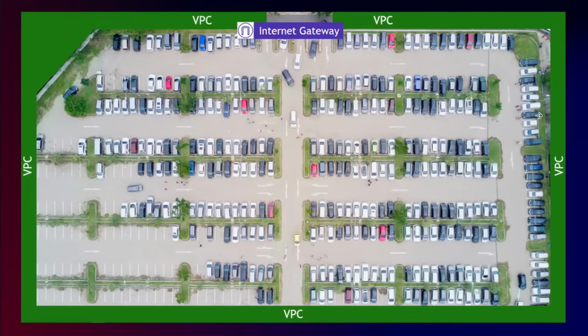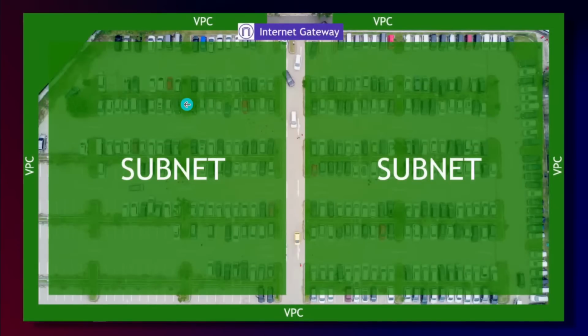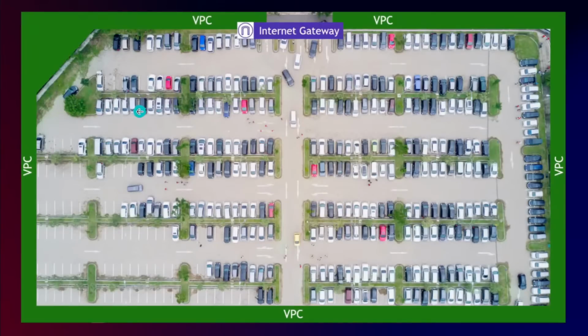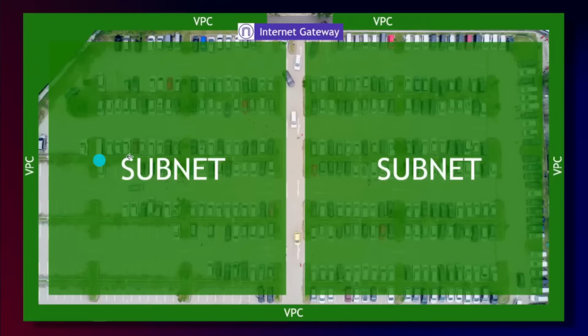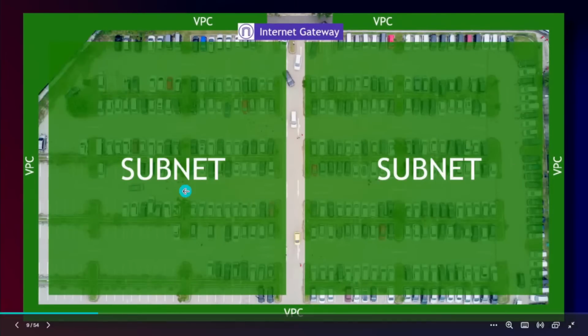And now we have something known as a subnet. So what is a subnet? It is a partition. So this car parking is now split into parts, left side and right side. So it is called subnets. So we have this VPC, and the partition is called a subnet.